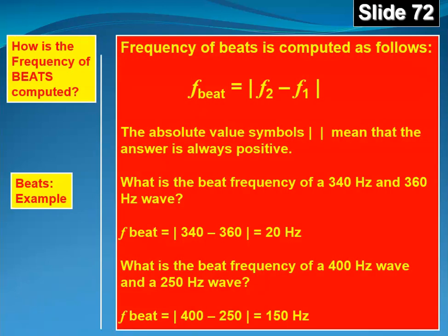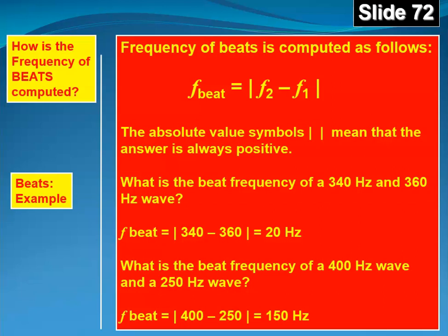Okay, so here's a simple math equation dealing with beats, and it's computed as follows. The frequency of the beat is the frequency of one of the sound waves minus the frequency of the other, and the absolute value symbol means that the answer is always positive.